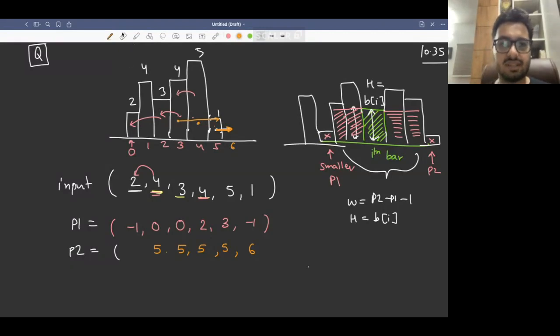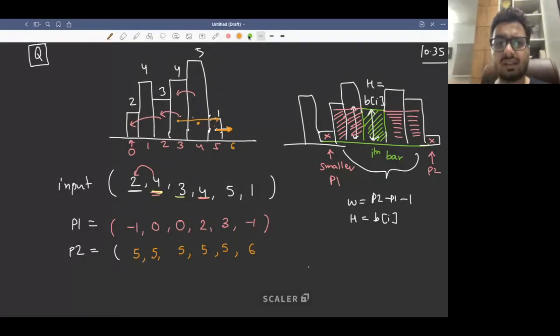Not exactly 5, it should not be 5. Let's see. 4 is a small element. It is present at the fifth index. Fine. So that is 5. Less than 3, it is 5. Less than 4, it is again 5. Less than 2, it's 5. Yes, that's correct. So 5 is the answer.